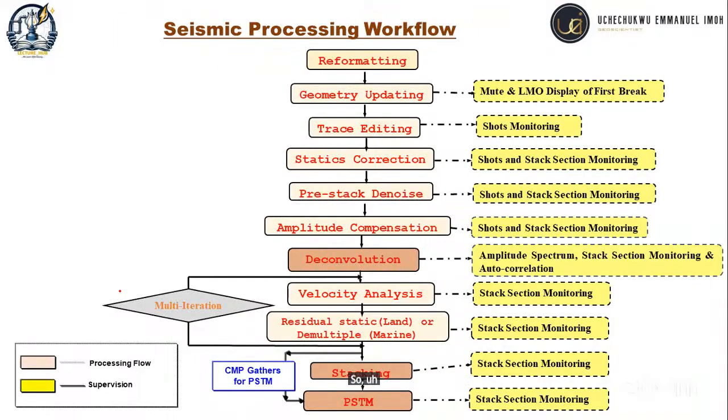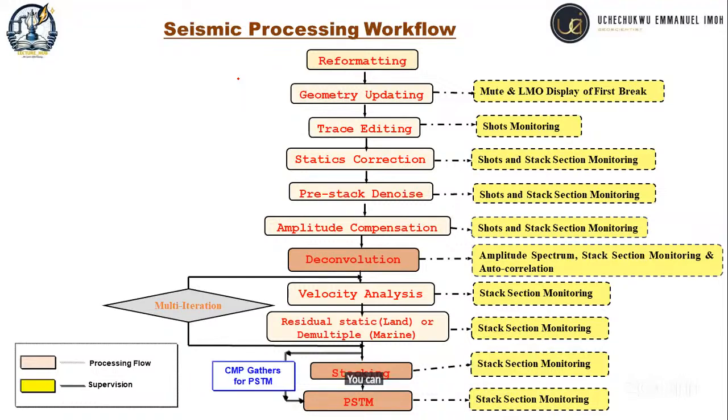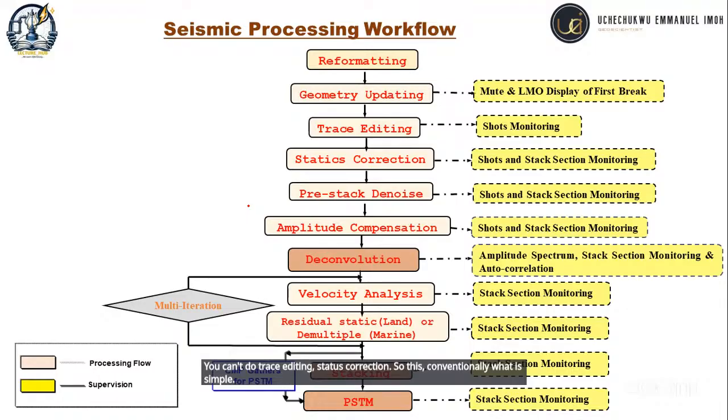For a typical seismic processing workflow for land seismic data, this is what it looks like. When you load the data, you reformat it; there are what we call seismic formats, which I'll talk about in the next slide. Then you update geometry, and you can do trace editing and statics correction. This is conventionally what a simple processing workflow looks like. There could be a lot of other processing flows in between, but these are primary workflows that cannot be escaped.